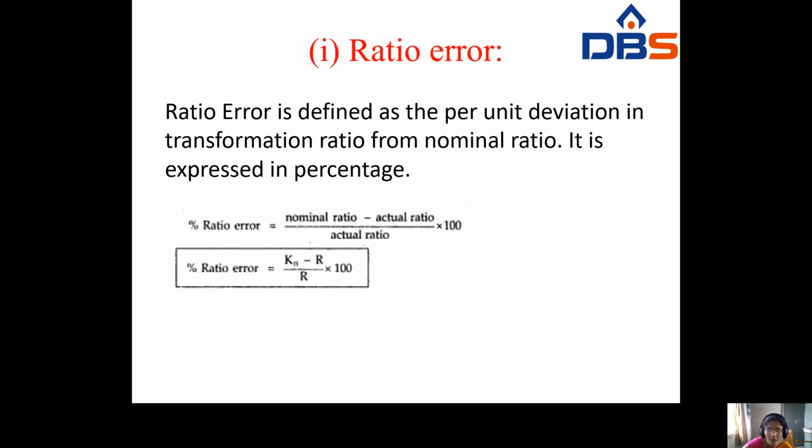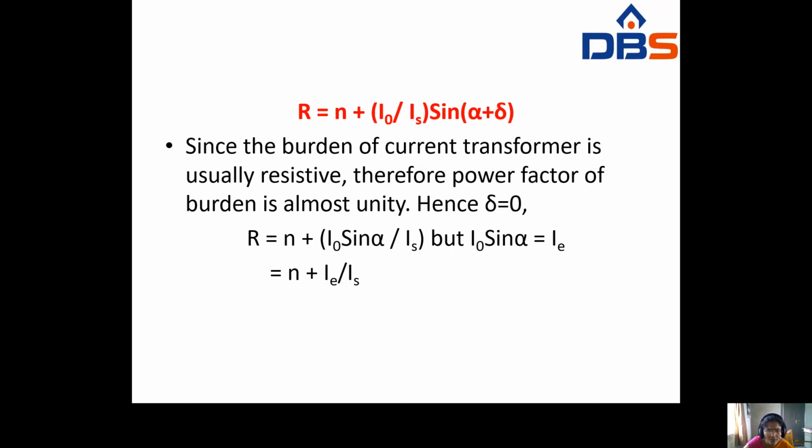Ratio error is defined as the per unit deviation in transformation ratio from the nominal ratio. So it is expressed as percentage ratio error equal to nominal ratio minus actual ratio by actual ratio into 100. Here the nominal ratio is represented with Kn and the actual ratio with R. So it becomes Kn minus R by R into 100. So what is the formula for R? The actual ratio for a current transformer is R equal to n plus I naught by Is into sin alpha plus zeta.